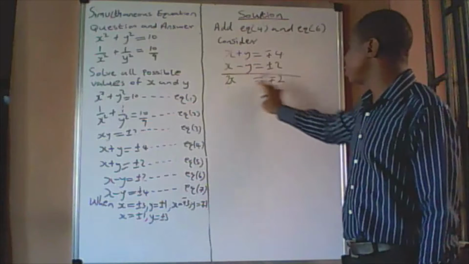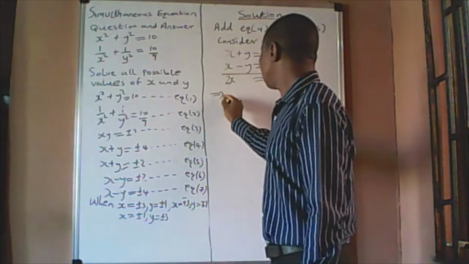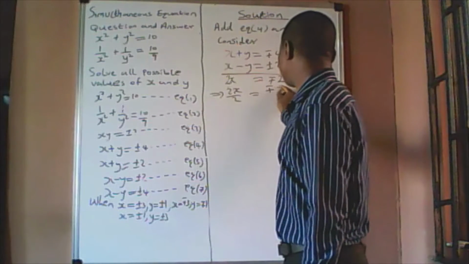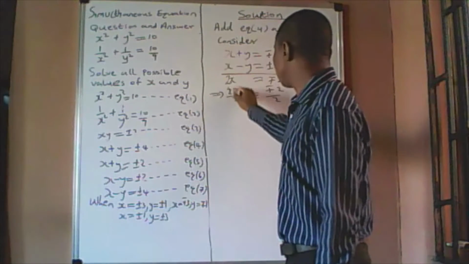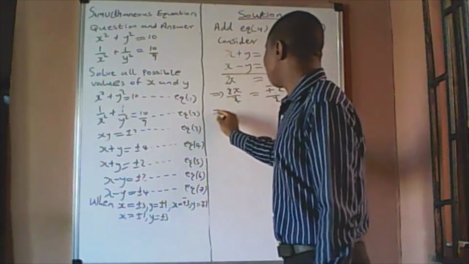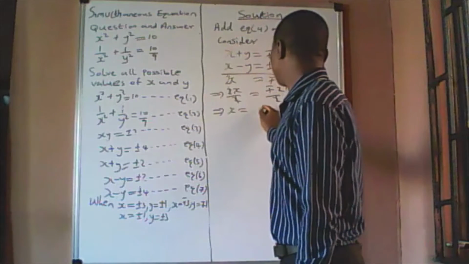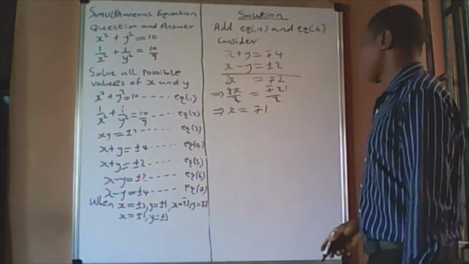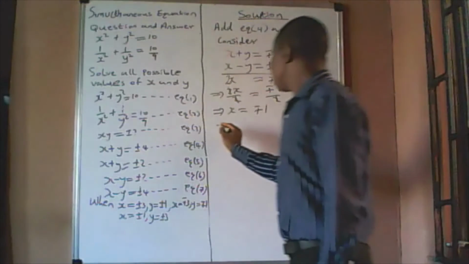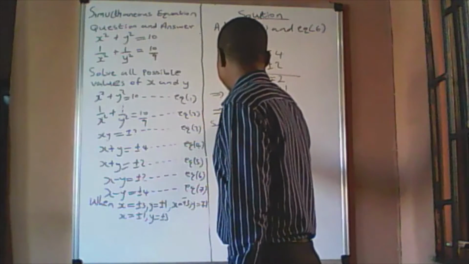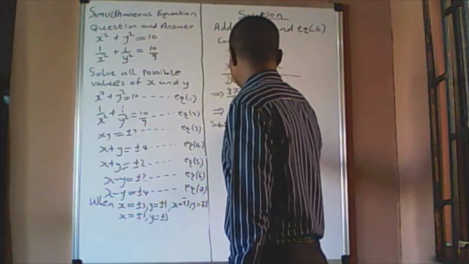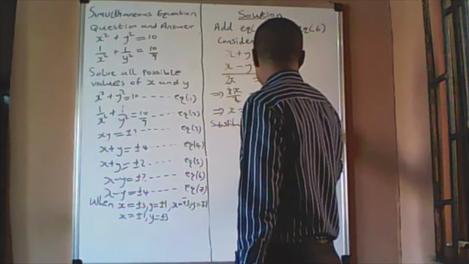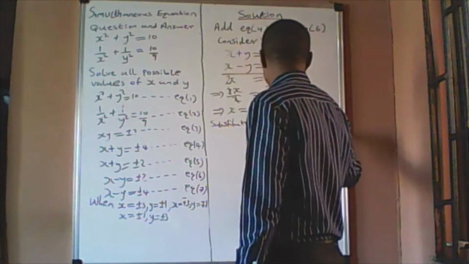We divide both sides by 2. It implies 2x divided by 2 equal to minus or plus 2 divided by 2. 2 we cancel here, 2 cancel here, 1. It implies x is equal to minus or plus 1. Substitute x equal to minus or plus 1 into equation 3.